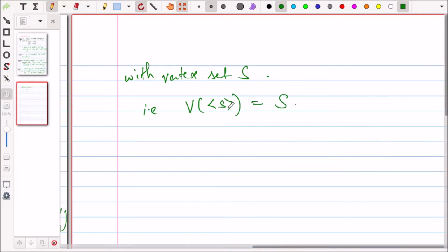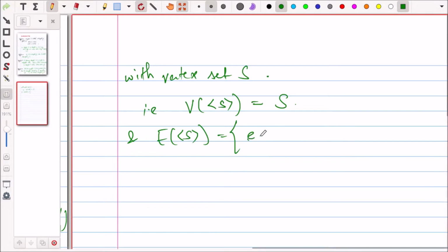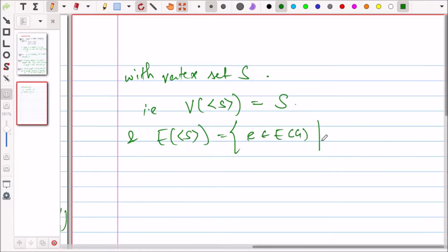Okay, so the vertex set of this induced subgraph <S> will be equal to S, and E of <S>, इसमें सारे के सारे एजेस आने चाहिए. So <S> एक मैक्सिमल क्या होगा? All those edges in EG such that, क्या आ जाएगा?